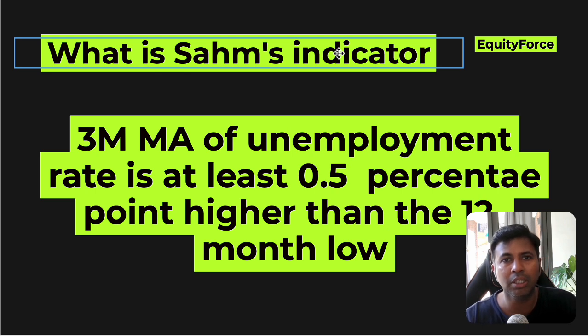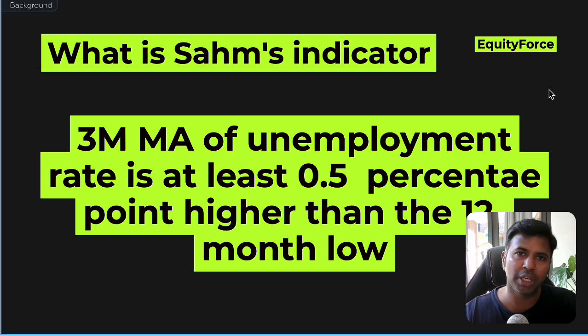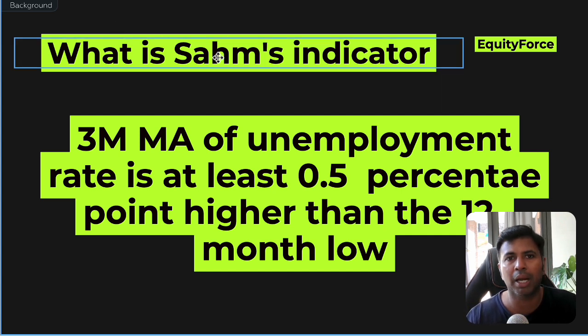As I mentioned, Sam's indicator is triggered when the 3-month moving average of the US unemployment rate is half a percentage point, or 0.5 percentage point, or higher than the 12-month low. It was one of the indicators developed by the policymakers in order to gauge the economy, as the unemployment rate is a very good indicator of how the future might play out. It was developed by one of the Fed employees by the same name, Sam, and it has always been right, 100% accurate, in predicting the start of a recession.